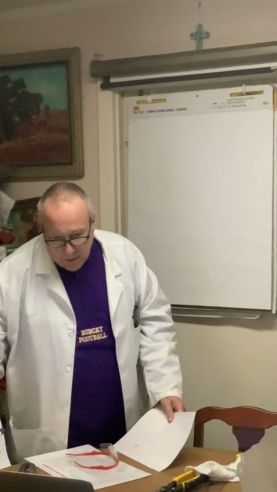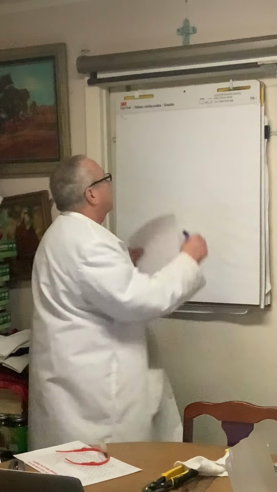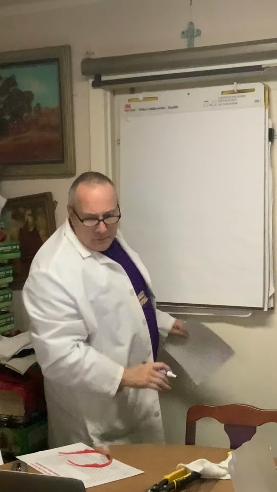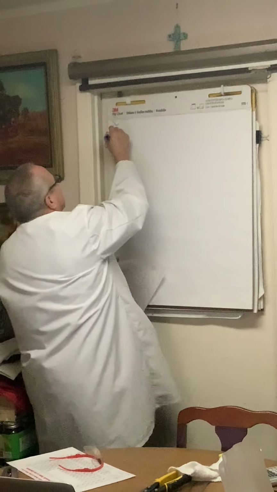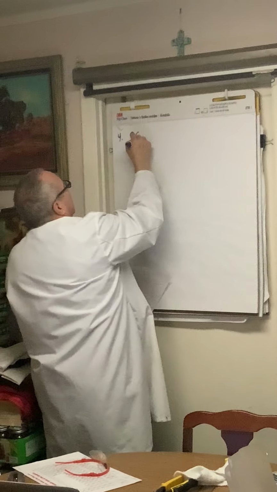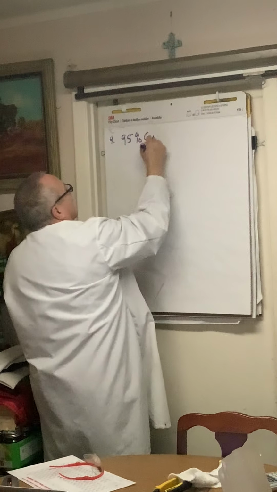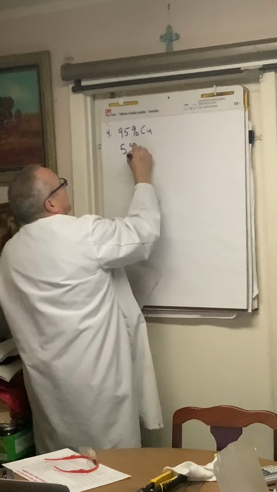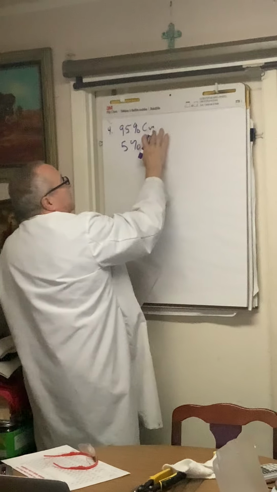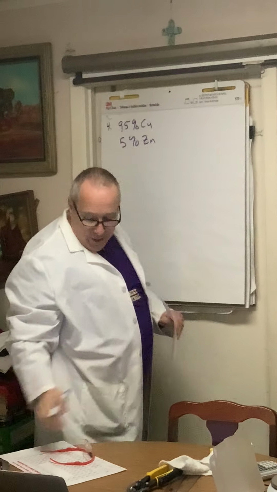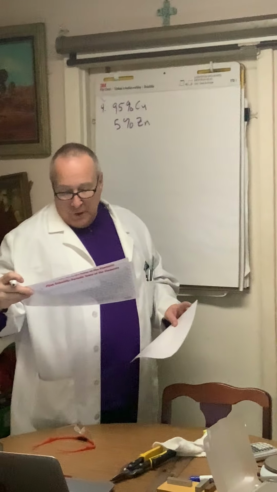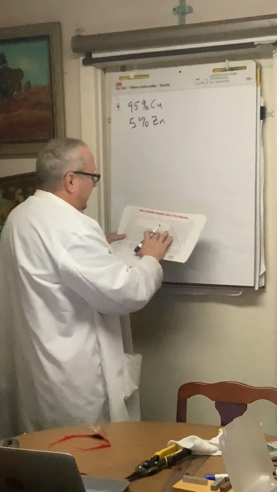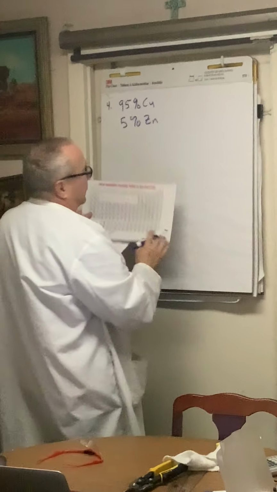It says, pennies made before 1982 are 95% copper. Question number 4. 95% copper and 5% zinc. Copper is Cu, zinc is Zn. Copper is a transition metal, element number 29. Zinc is element number 30. They're right next to each other in the periodic table.